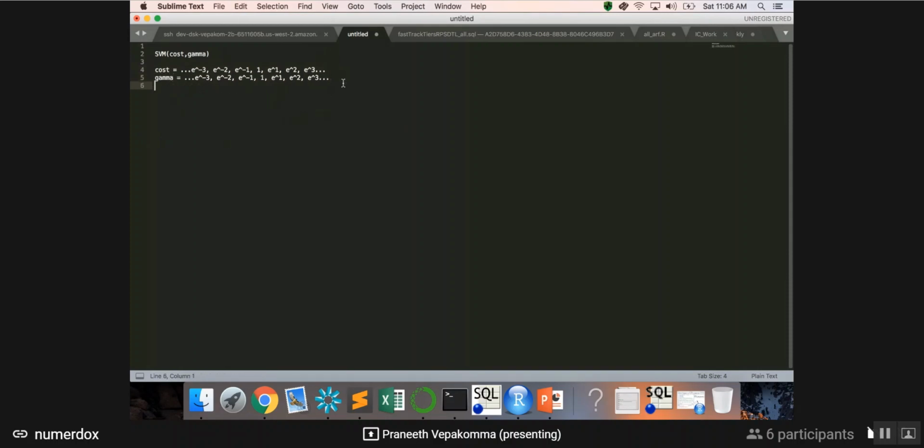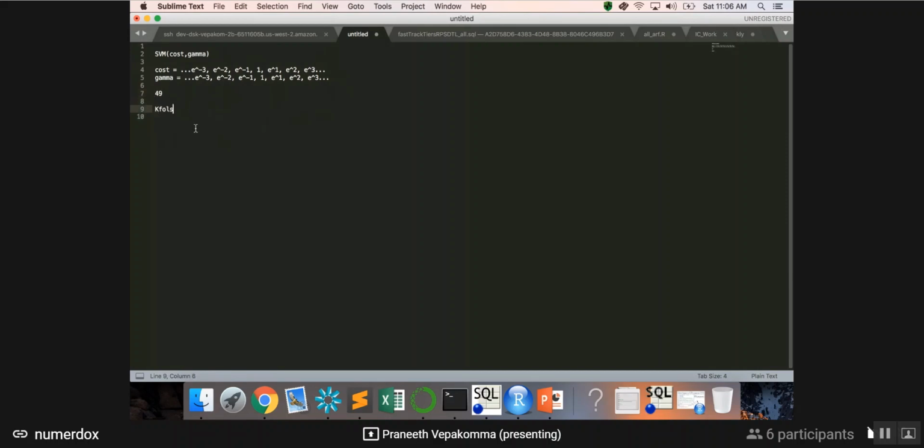Then your grid is all possible combinations, like a double for loop. You try e power -3 cost with e power -3 gamma, e power -3 cost with e power -2 gamma, so everything with everything. In this case you had 7 possibilities for each, so a for loop of 7 times 7, 49 combinations of cost and gamma. For each possibility, you will do KFold cross-validation.